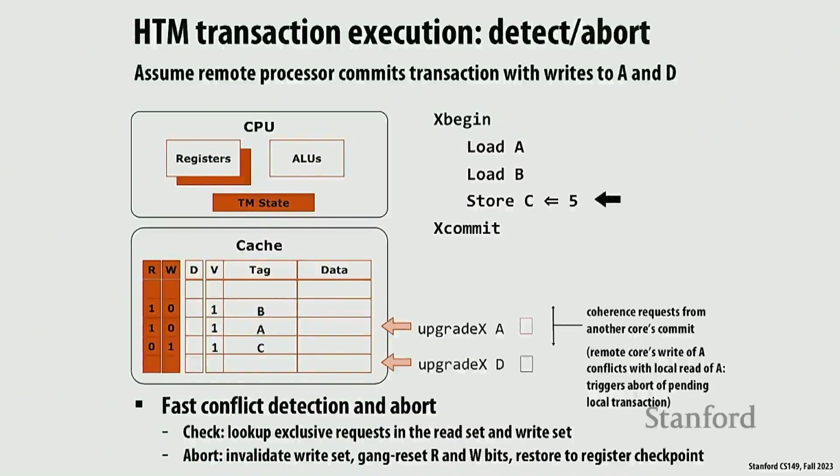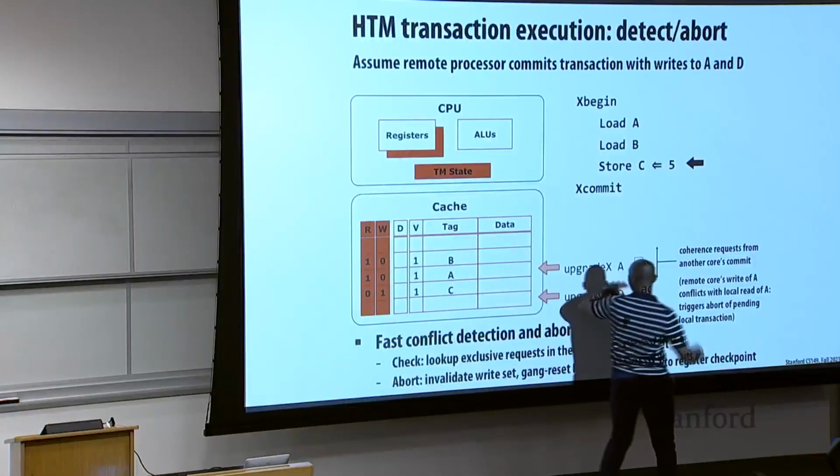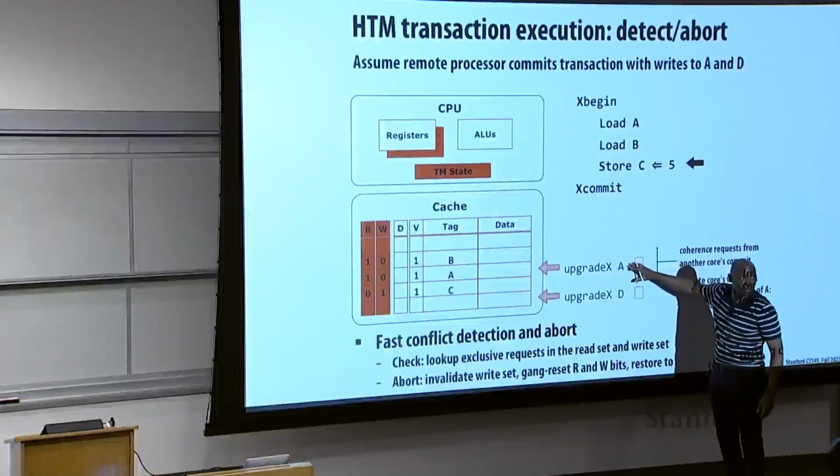And let's suppose that some other processor was committing a transaction with writes to A and D before this transaction committed. What would happen? Well, if we saw an upgrade to A, then we would say what? Conflict.